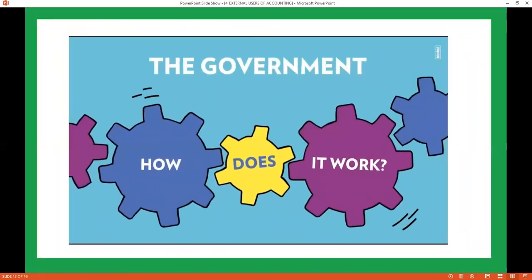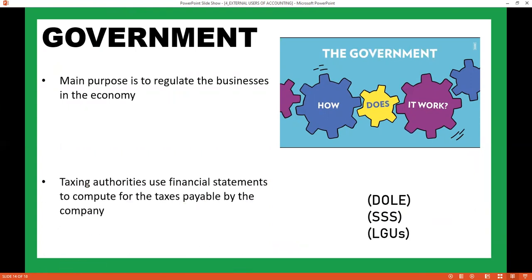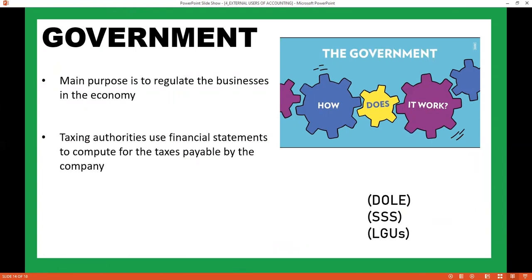Next one we have the government. So the main purpose is to regulate the businesses in the company. The taxing authorities use the financial statements to compute the taxes payable by the company. Officials ensure the companies do not overstate their income. So it's very important for the government to scrutinize. Okay, their main role is to scrutinize the businesses.